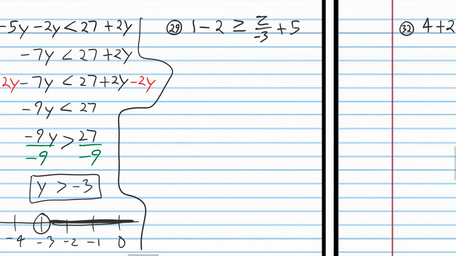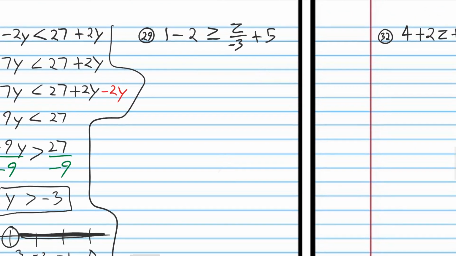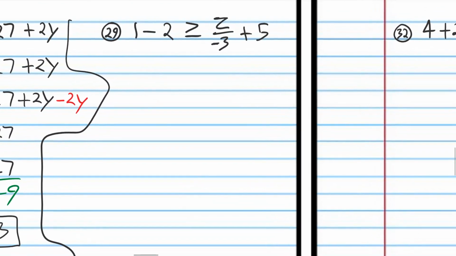All right, so on number 29, you're going to have to flip the inequality again, because you're going to multiply both sides by -3. And remember, you have to flip that inequality right when you multiply on that very step. So go ahead and try number 29, and when you come back, we'll do it together.